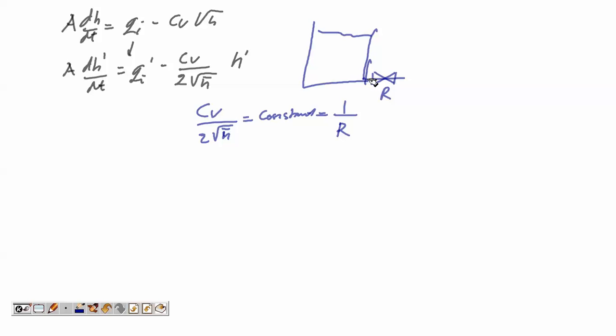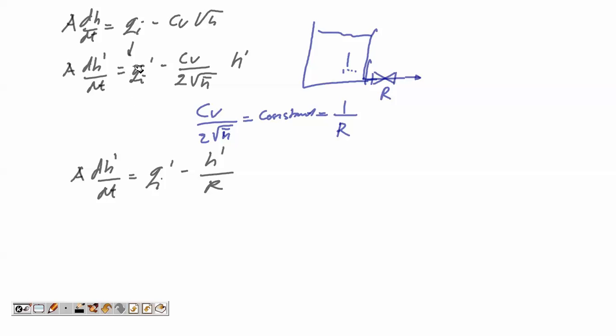So R is resistance. The flow from the tank to the output stream has a resistance here. So for the simplified equation, the final equation can be written as A dH prime over dt equals Q_i prime minus H prime over R. That's the simpler equation.